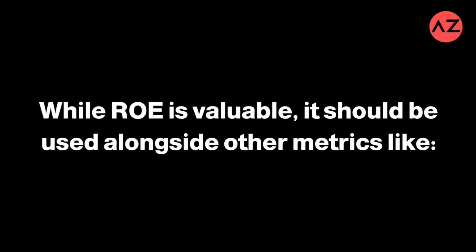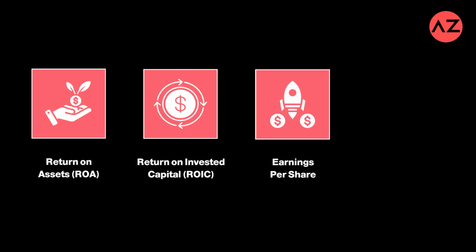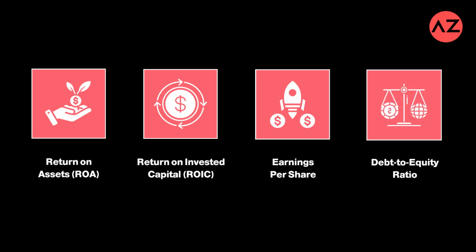While ROE is valuable, it should be used alongside other metrics such as these: return on assets, or ROA, which measures profitability relative to total assets, return on invested capital, or ROIC, which includes both equity and debt, earnings per share, or EPS, which indicates profit per share, and debt-to-equity ratio, which shows financial risk and leverage. Using ROE in isolation may lead to incomplete conclusions.